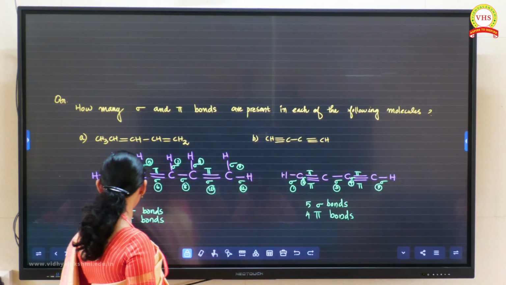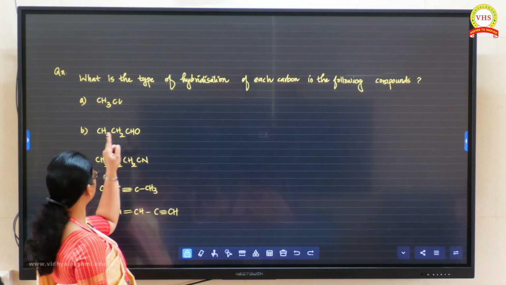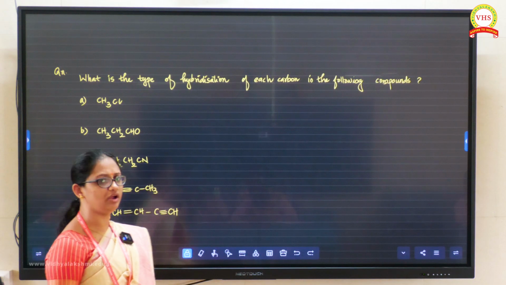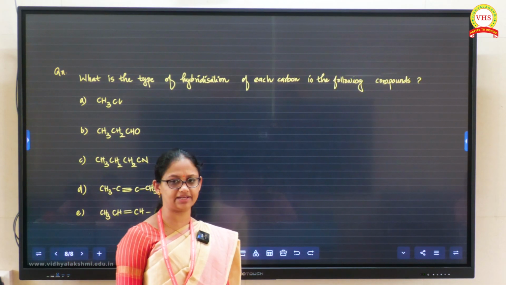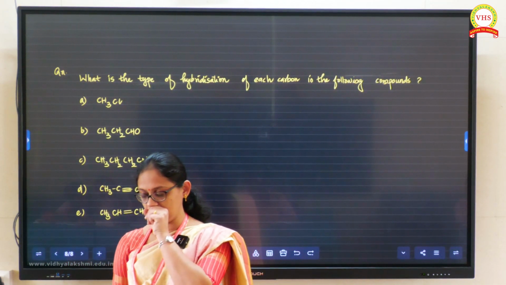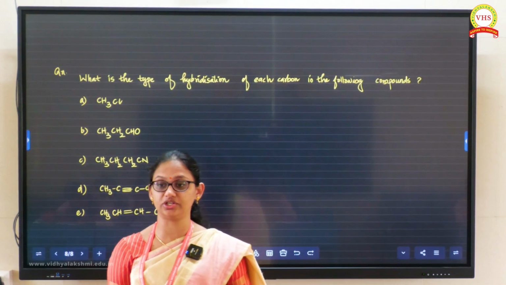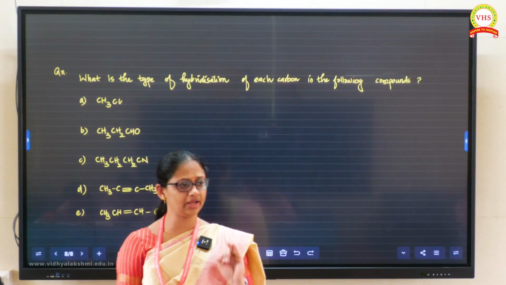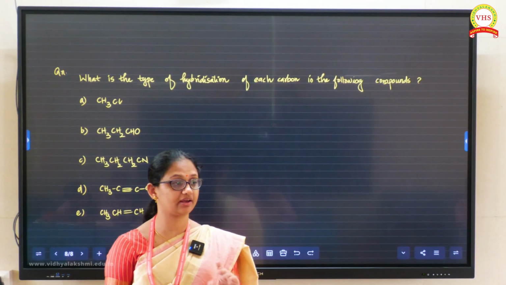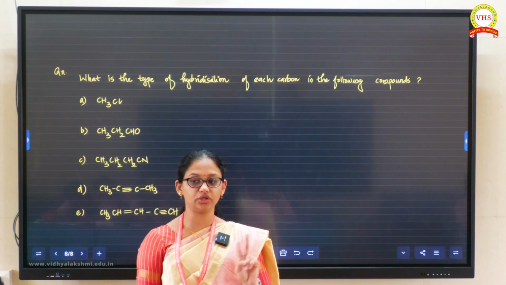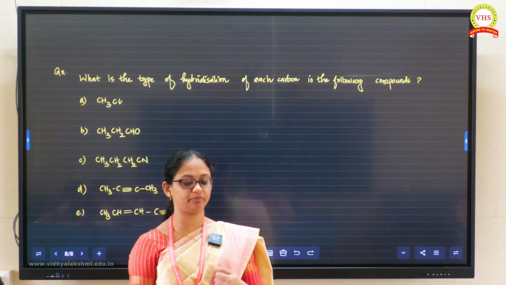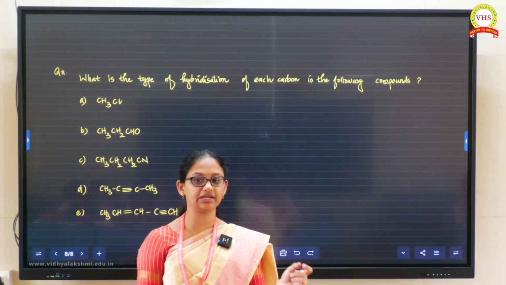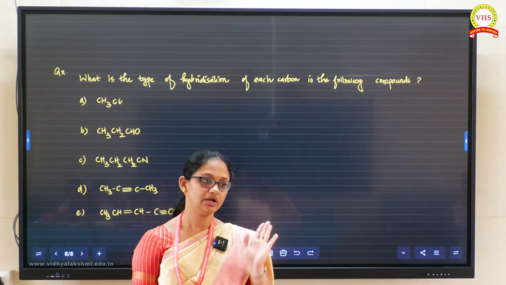Then the second question is: what is the type of hybridization of each carbon in the following compounds? A single bond gives sp3 hybridization, a double bond gives sp2, and a triple bond gives sp hybridization. Okay. If there are different hybridizations on both sides, there is a preference order. Single bond and double bond, preference for the double bond. Single bond and triple bond, preference for the triple bond.